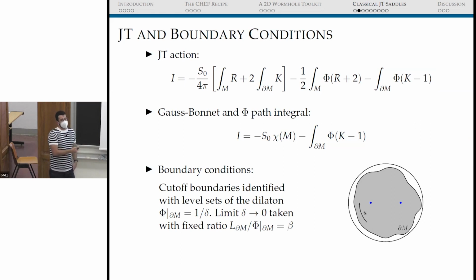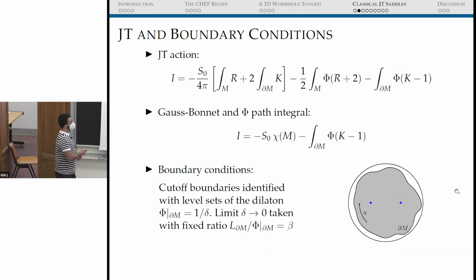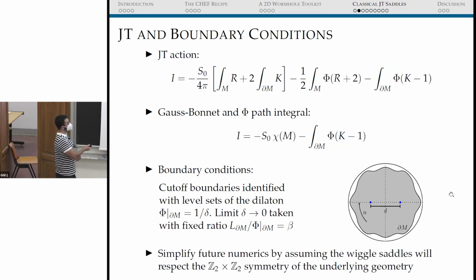In order to simplify our computations, we're going to assume some C2 cross C2 symmetry. That's the symmetry. Why? Because the underlying geometry does have that symmetry of reflections that fix the defects and reflections that exchange the defects. So for numerics, it's going to be useful to simplify the situation this way. So we're going to assume this C2 cross C2 symmetry.